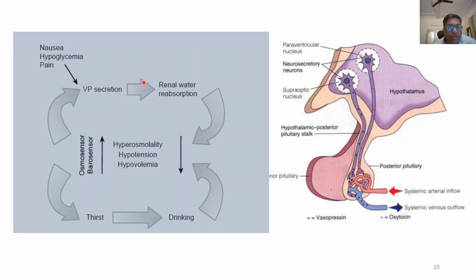Whenever you have nausea, hypoglycemia, pain, you see these are very common findings in critically ill patients, critically ill children. All of these conditions lead to increased secretion of vasopressin. Vasopressin secretion is going to decrease renal water reabsorption. So as per osmolality, osmosensors, thirst will also be stimulated. So all of these things are going to decrease the urine output.